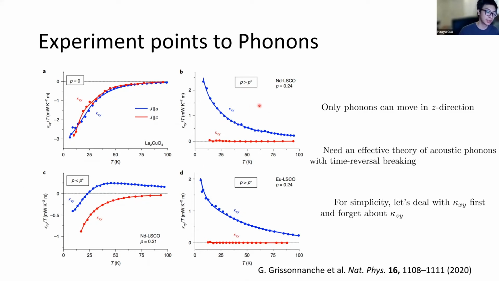Then as you go above the critical doping, you can see that there is still kappa xy, which presumably is just due to electrons from the Wiedemann-Franz law, but there is no kappa zy anymore. So for this experiment, we know that the heat carriers in the thermal Hall mechanism can also move in the z direction. But we know that the cuprate physics is very much 2D-like. The electrons in this theory can only move in the cuprate plane, since the interplane coupling is relatively weak. Only phonons can move in the z direction. So this experiment basically concludes that it is the phonons that contribute to the thermal Hall effect.